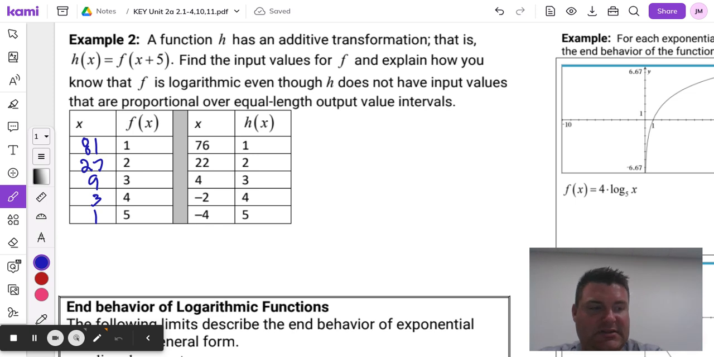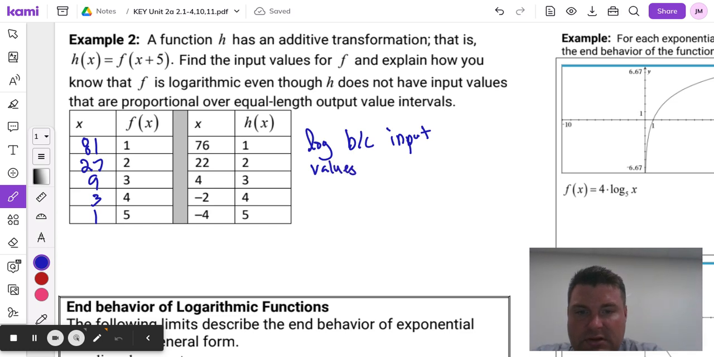So how do I know this is a log? Because the input values are proportional over equal length output values.